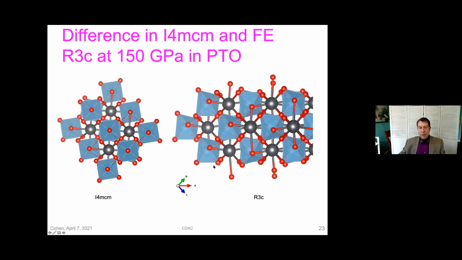When you go to the R3c structure, it's a little bit odd that this would be the high pressure structure. You see the titanium is no longer in the center of its octahedron, and you see it's moved off to the left. And this is the actual displacement, not exaggerated. So it's a pretty significant movement off center. And then the lead, it's a little harder to see that it's actually moved, but it is off center here, surrounded by its oxygen, as I showed in the last figure.